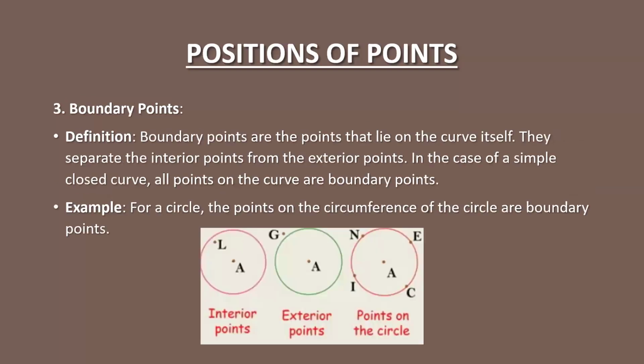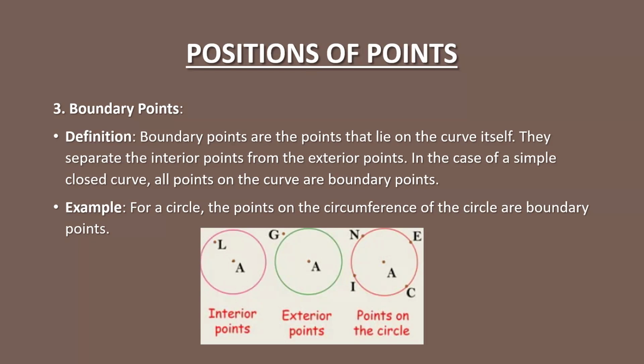Then comes boundary points. Boundary points are the points that lie on the curve itself. They separate the interior points from the exterior points. In the case of a simple closed curve, all points on the curve are boundary points. For example, for a circle, the points on the circumference of the circle are boundary points.